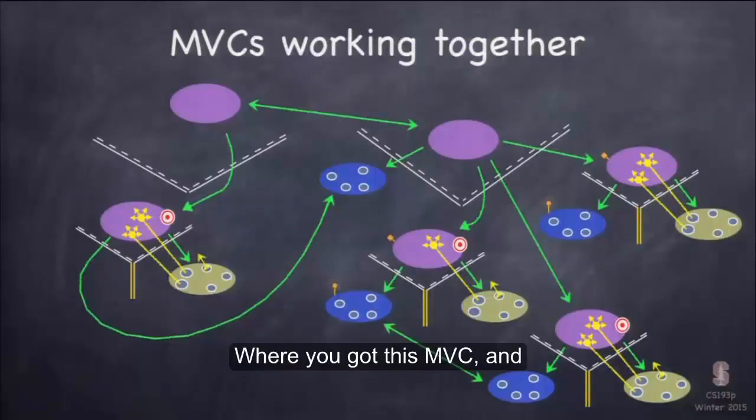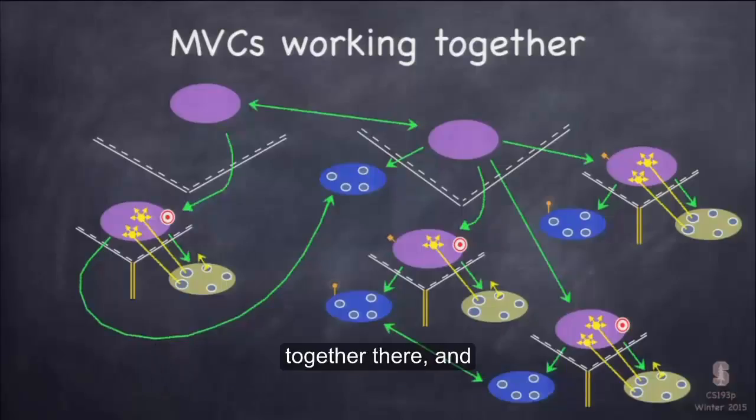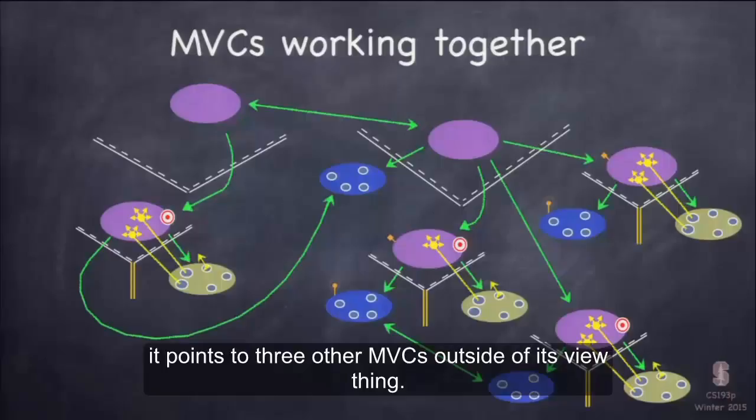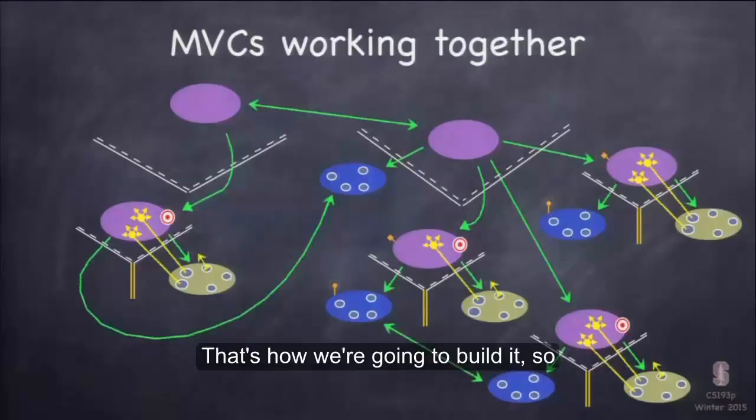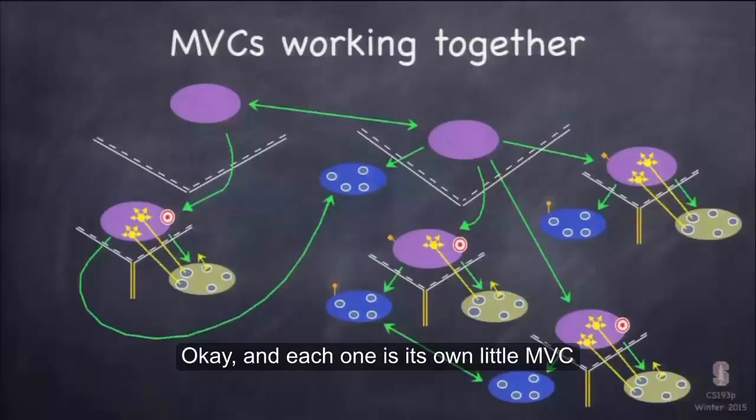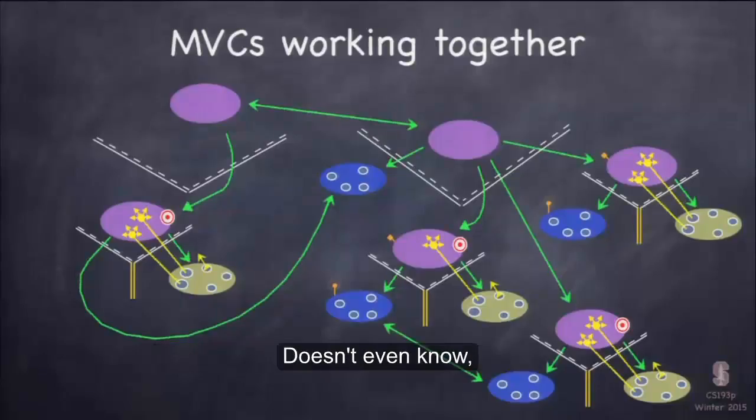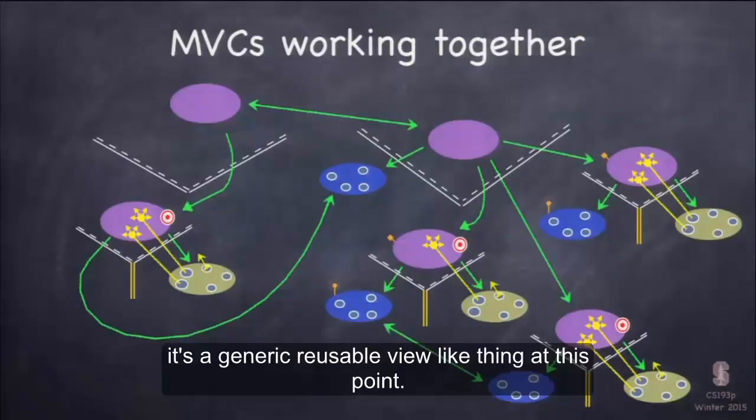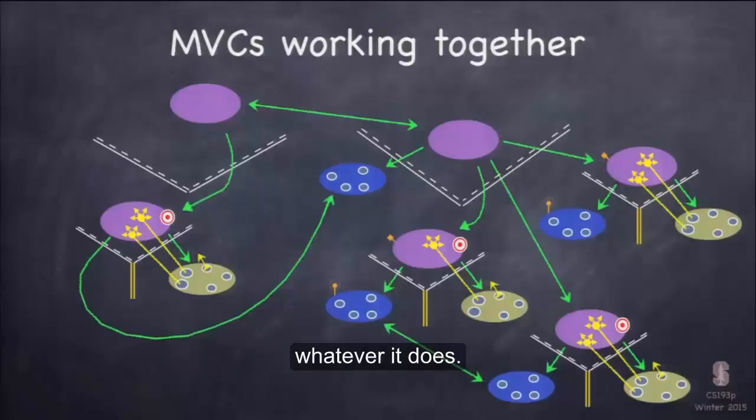Where you got this MVC, and you see the purple one underneath the word together there, and it points to 3 other MVCs outside of its view. That's how we're going to build. So that might be a tab bar controller, and those might be the 3 tabs. And each one is its own little MVC, completely independent, operates on its own. It's a generic, reusable view-like thing at this point. It doesn't even know that it's in a tab bar. It just knows it's supposed to do whatever it does. And so it's modular in that way.